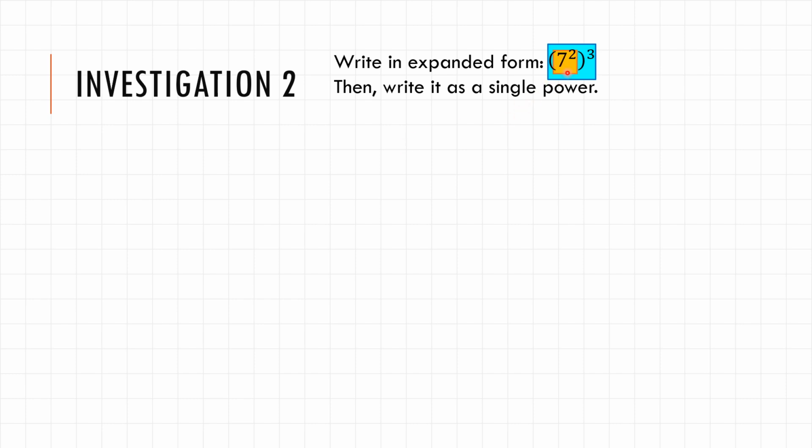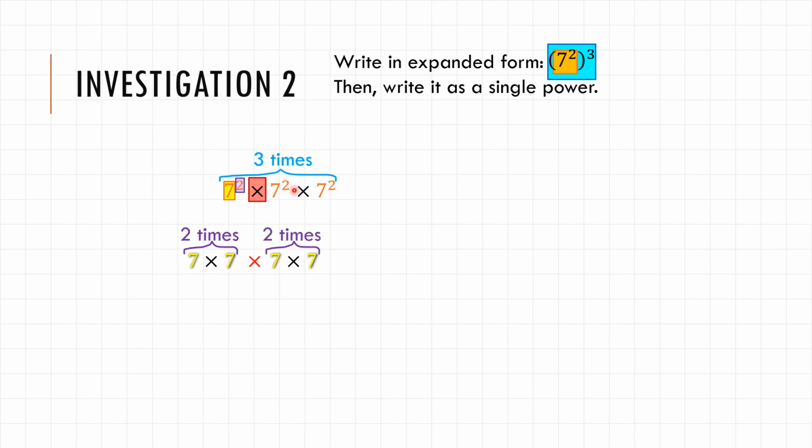Okay? This is just 7 squared. And we're multiplying it by itself 3 times. So we're doing 7 squared times 7 squared times 7 squared. And each of these is also a power, so I could start representing this in expanded form again. I can say 7 squared is 7 times 7, 7 times itself 2 times, just like that. And I can then multiply that by 7 times 7, 2 times. Then multiply that by 7 times itself another 2 times.